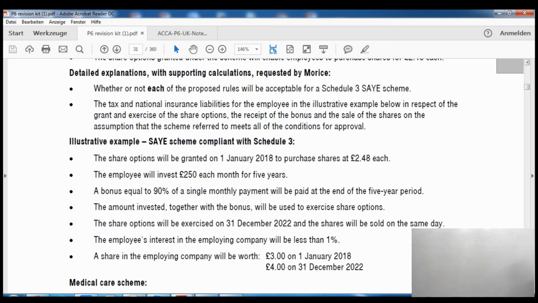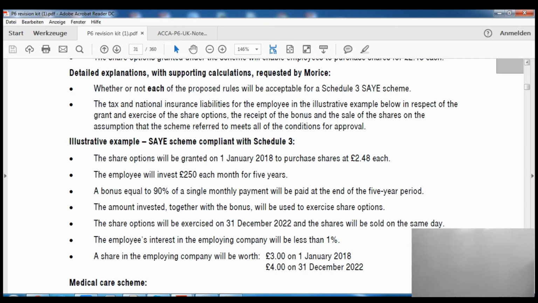And then it says that the amount invested together with the bonus will be used to exercise share options. So you'll have to see how much they can invest in total, and then after adding the bonus as well, that will be the amount with which they can exercise the shares. Now if they exercise the shares, how many shares will they get? You just have to do that, because the next bit is relevant to capital gains tax, which you don't have to do.